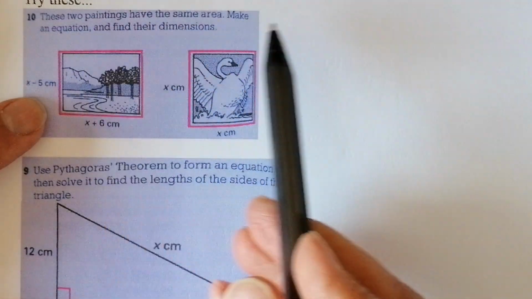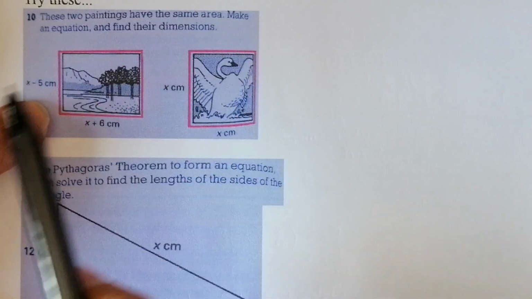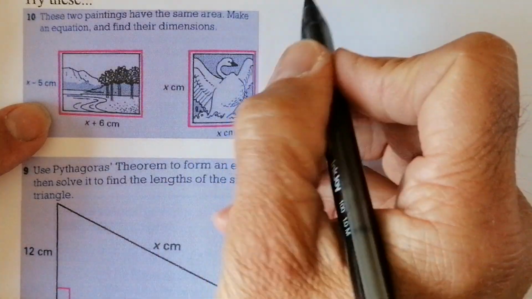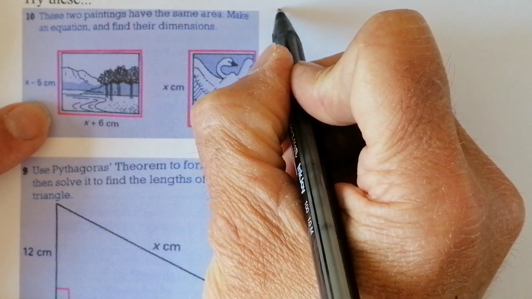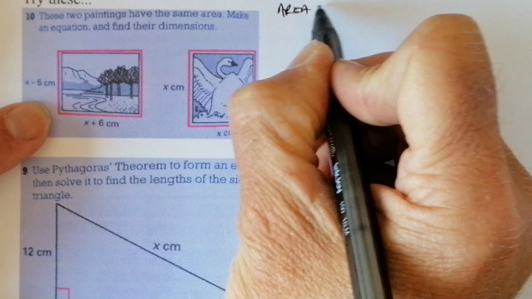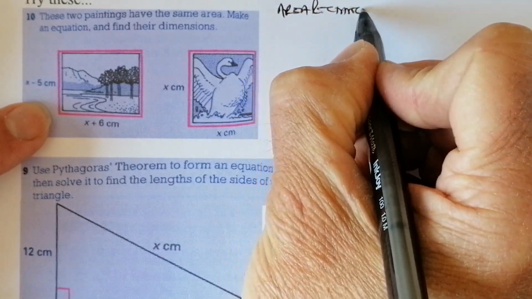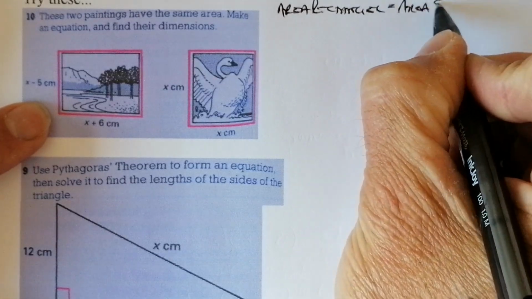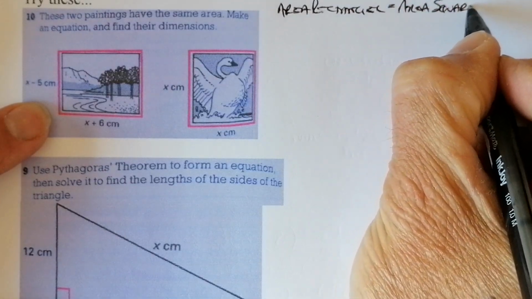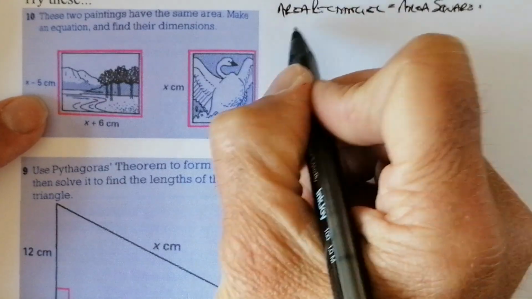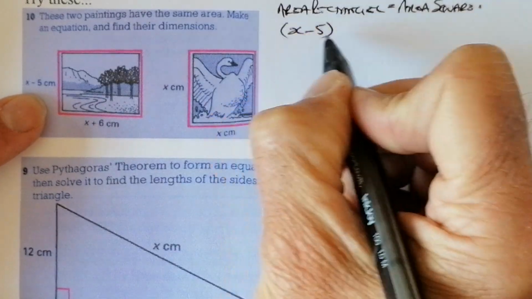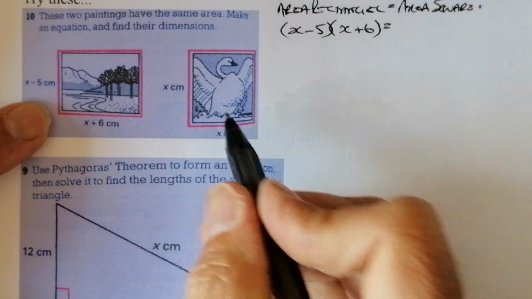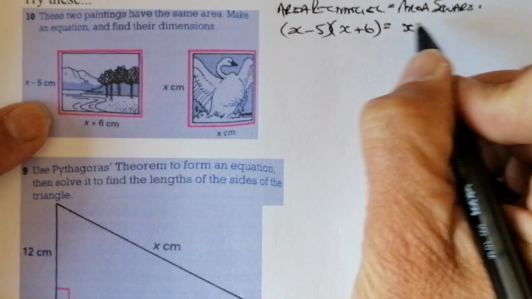So what we've got is the two paintings have the same area, make an equation and find their dimensions. Same type of thing again as the first question. So let's go for the rectangle. So area of rectangle is equal to area of square, okay? Right, so let's get our dimensions in. So I've got x minus 5 this side, x plus 6 at this side, because we're multiplying the length times the breadth. Same for the square. What I've got is x times x.